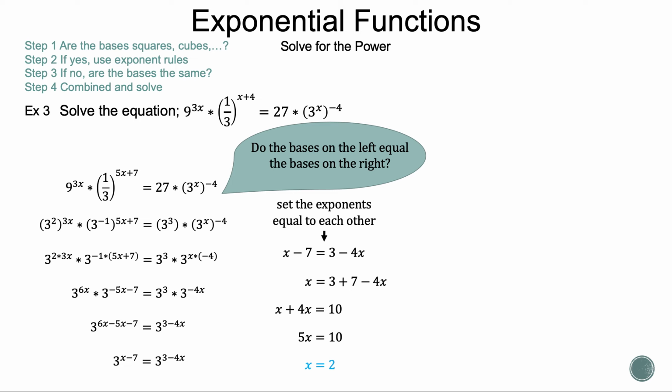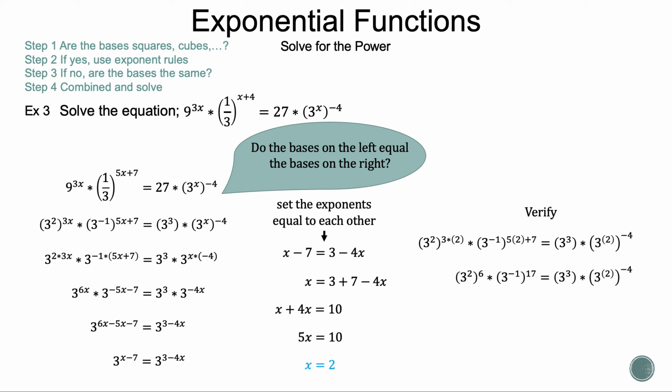Before we move on to your turn, let's verify, because everyone makes mistakes. Let's substitute 2 for x into our given. So now we have 3 to the 2 raised to the power of 3 times 2 times 3 to the negative 1 raised to the power of 5 times 2 plus 7 is equal to 3 to the 3 times 3 to the 2 raised to the power of negative 4.